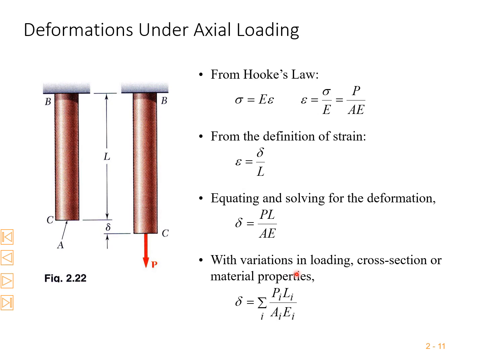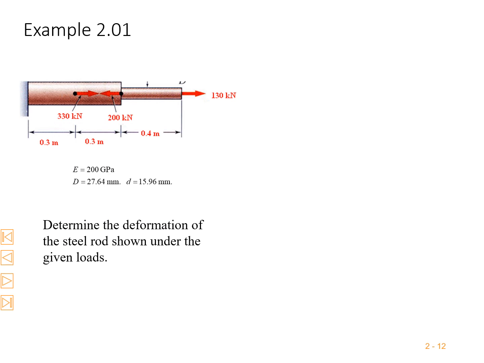With variations in loading, cross-section or material properties. If there is a change in the material property, or change in the force, or change in the cross-section areas, or change in the length, we can see the stress variations in cross-sections. Here we determine the deformation of a steel rod under the given loads. This is one cross-section area, this is another cross-section area with different length.